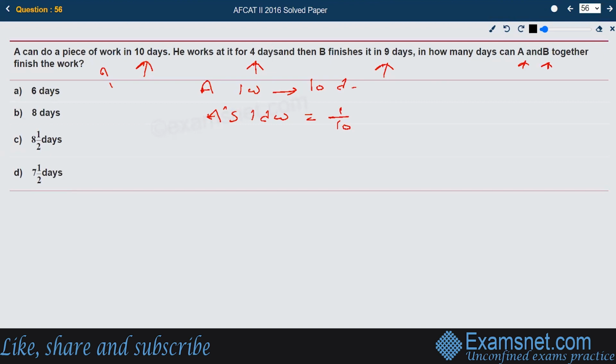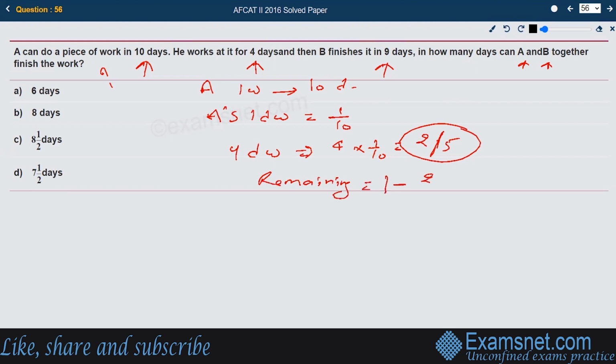Now he works at it for 4 days. So 1 day work is 1/10, so 4 day work would be 4 times 1/10, that is going to be 2/5. Okay, this much is the work done by A in 4 days. How much would be the remaining work? See, we always take the total work as 1. So 1 minus 2/5 would be the remaining work. That is nothing but 3/5. So 3/5 of the work is left. That is the remaining part.